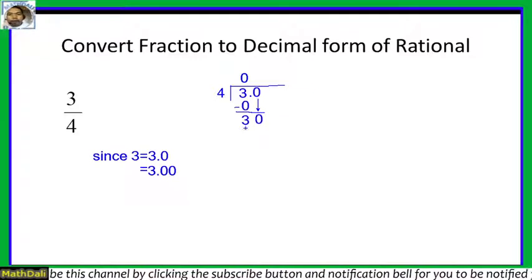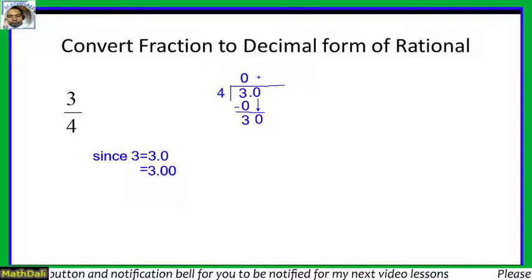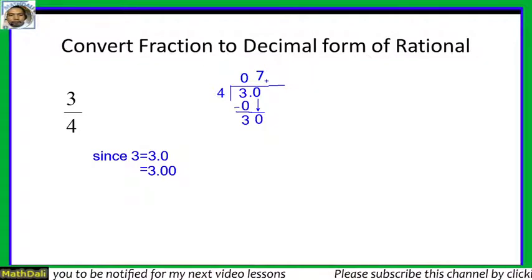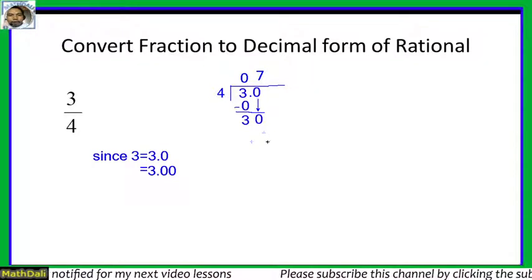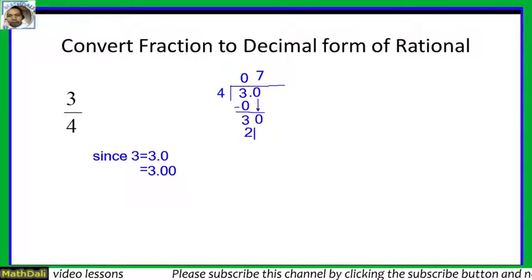Okay, so this time ito na yung bago nating dividend. 40 divide natin sa 4, that will be equal to 7. So, lagay natin sa tapat nito yung 7. Ayan, so 7 multiply natin sa 4, that is equal to 28. Ayan, lagay natin dito yung 28.